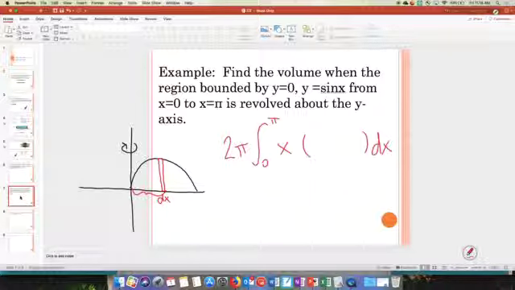And what's the height of all those rectangles? Sine of x. That's easy. Where's that not going to equal x? When we rotate around a line that is not the y-axis. Okay. So go ahead and punch this into your calculator. I would punch in the first part, multiply it by 2, and then we can add the pi in after.